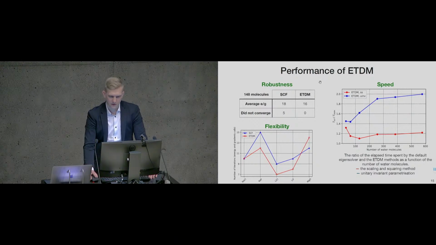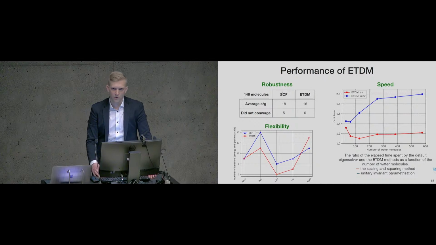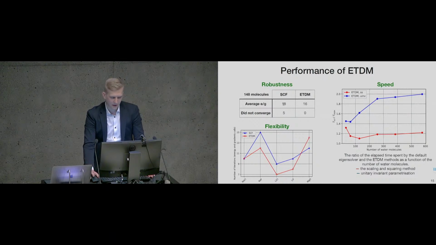And here are the results of this method. We call it exponential transformation direct minimization, ETDM. We calculated 148 molecules, and we could see that ETDM converges in all cases and shows similar performance to standard self-consistent field algorithms, which are based on Pulay density mixing. And this method fails to converge in 5 cases. Then we also used exactly the same algorithm without modification for calculations of ionic solids, and again we see similar performance between the two methods. It shows that this method can be applied to both molecules and solids without modification.